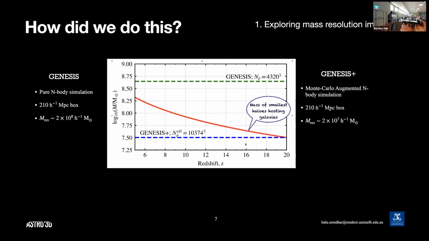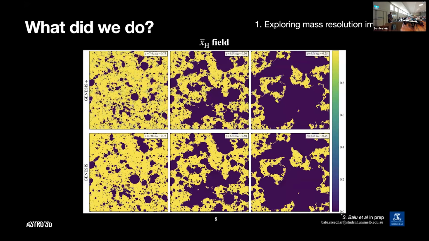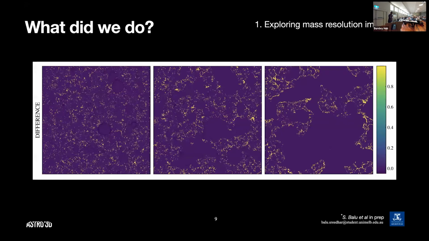Now this simulation actually has all the dark matter halos, and consequently all the possible galaxies which exist down from redshift 20. If you want to know more about this one, you should go look at this paper, or I'll be happy to explain offline. And when we run Meraxes on this one, these are the neutral hydrogen fields. If you look at the top panel, you can see the Genesis Plus simulation, and the bottom panel is the Genesis one. You can see more structures in the Genesis Plus, which is because of these smaller halos. Now we can take a difference of this one, and now we can see these small structures.